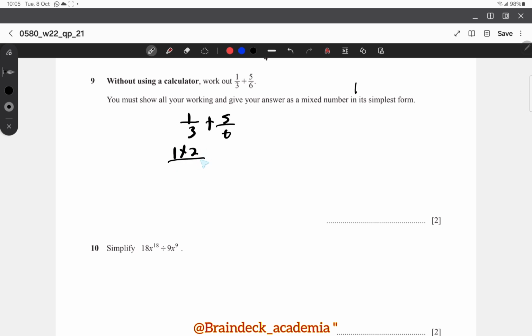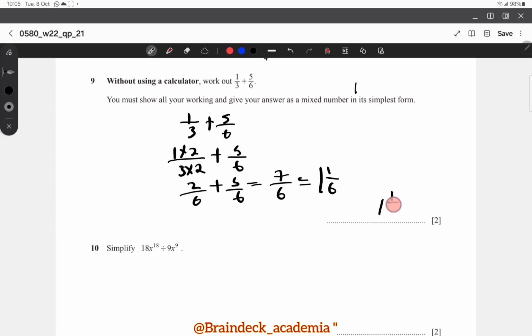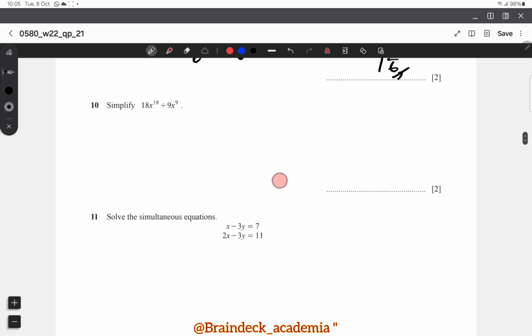So that'll be 1 times 2 over 3 times 2, plus 5/6. So this is 2/6 plus 5/6. Since they now have a similar denominator, I can just add their numerators. That will be 7/6. My answer is 1 and 1/6. And that's my answer.